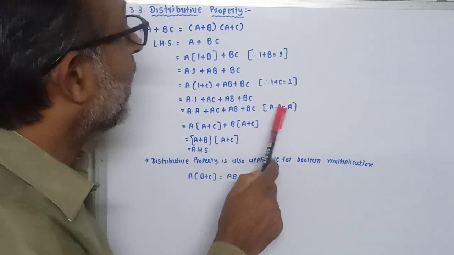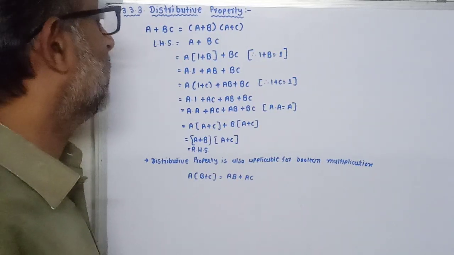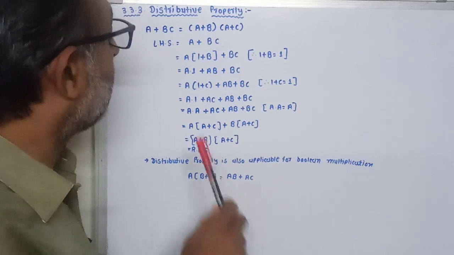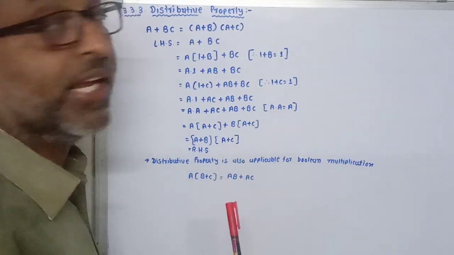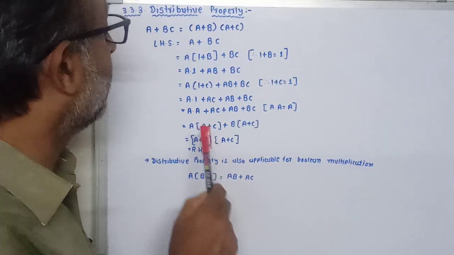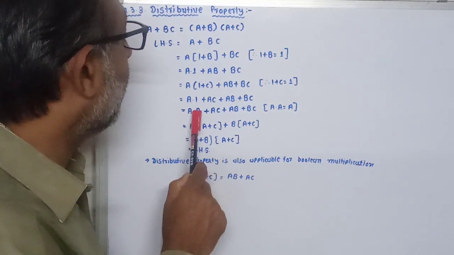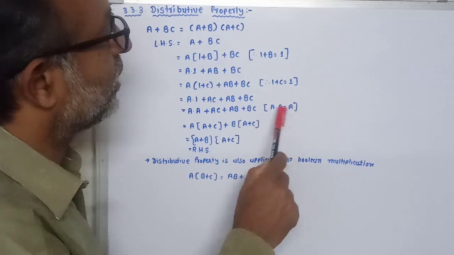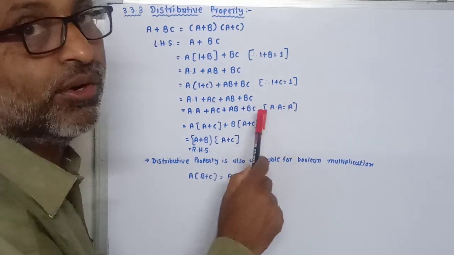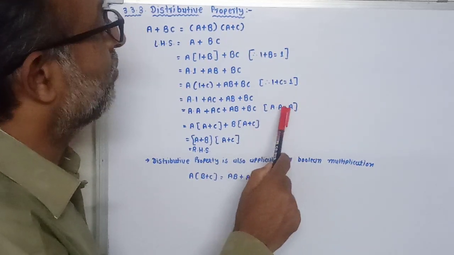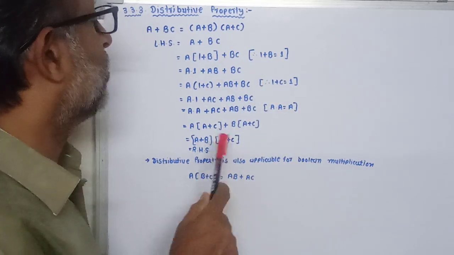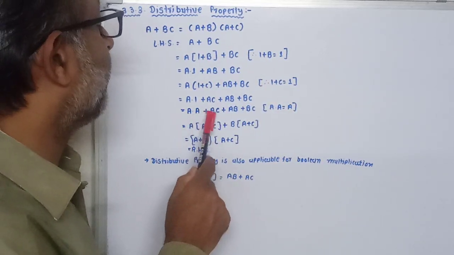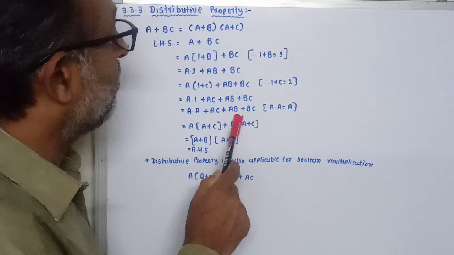Now the a into a, that means a. So here we can write a into a: 0 into 0, 0. 1 into 0, 0. 0 into 1, 0. And 1 into 1 is equal to 1. So here we can write a into a plus ac plus ab plus bc.